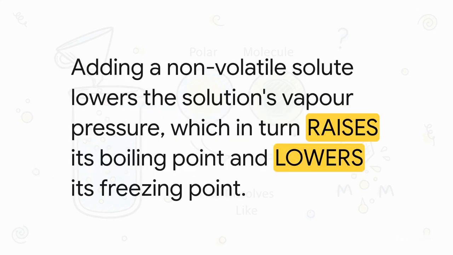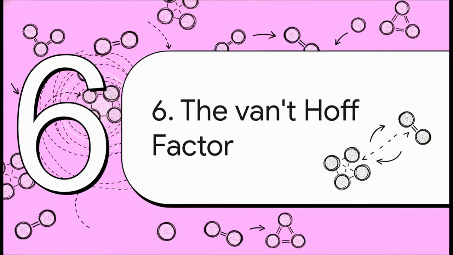Now, you have to see how these first 3 are connected. It's like a domino effect. When you add a solute, those new particles get in the way. They make it harder for the solvent molecules to escape into the air as vapor. So the vapor pressure goes down. And if the vapor pressure is lower, you have to heat the solution more to get it to boil, and you have to cool it down more to get it to freeze. See, it's all connected. But wait, there's one final brilliant twist.